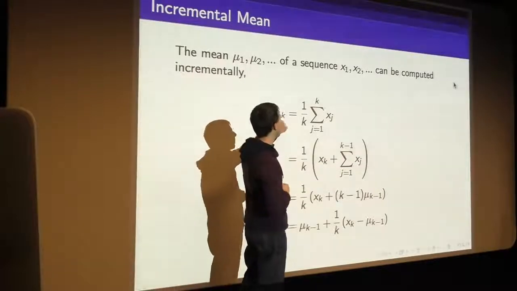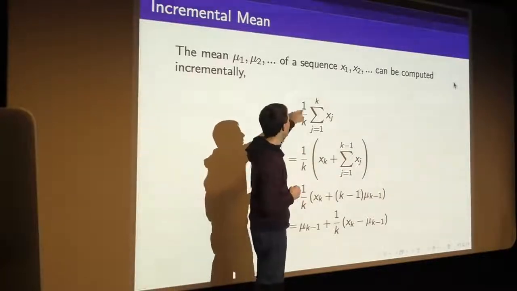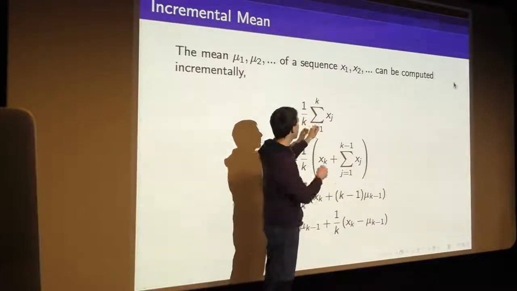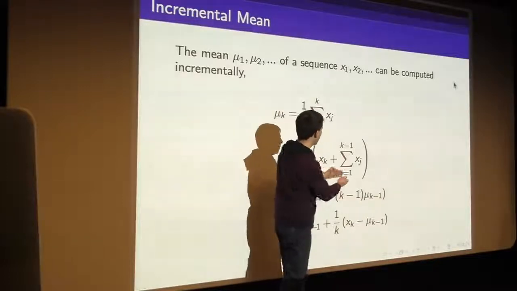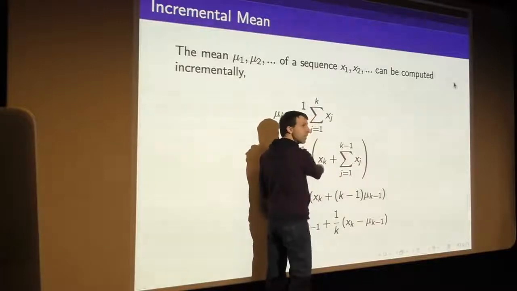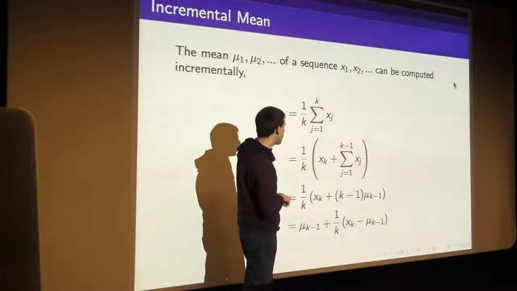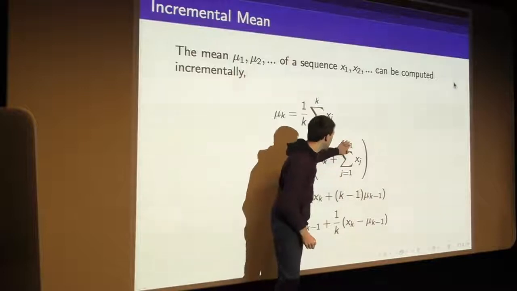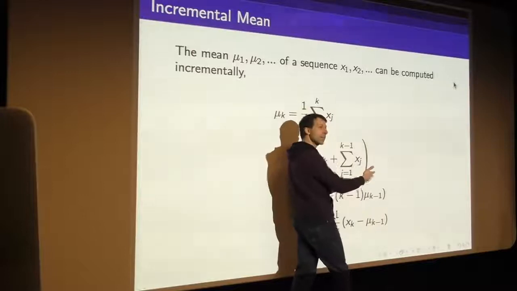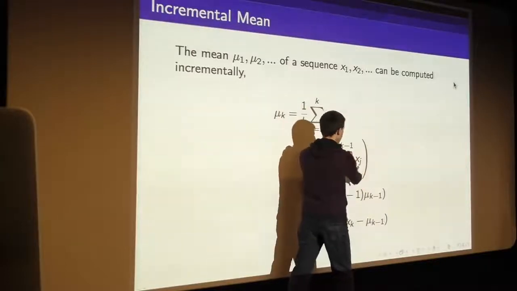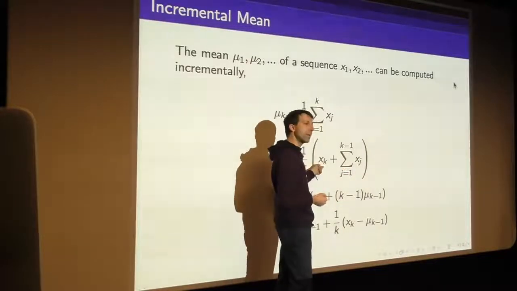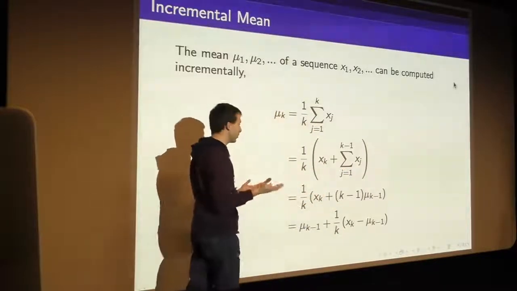Very briefly, if the mean of k elements is just 1 over k of the sum of those elements, we can split this sum into a sum up to k minus 1, the previous k minus 1 elements, plus the kth element. Then we observe that this sum is k minus 1 times the mean up to k minus 1. So you can take your previous mean, multiply it by k minus 1, add on your new element, and divide by k again. That gives you your new mean.